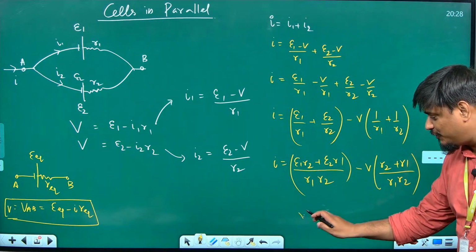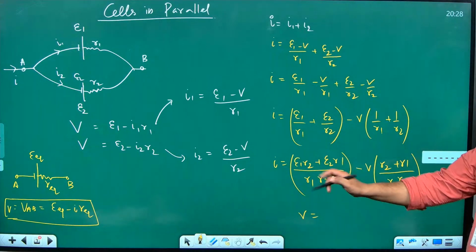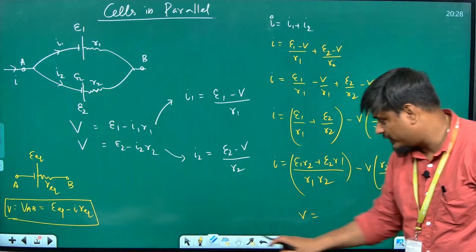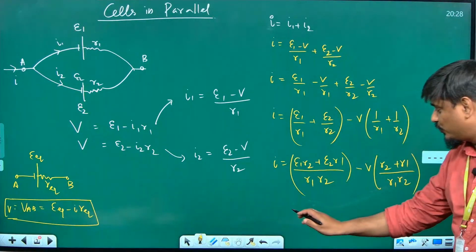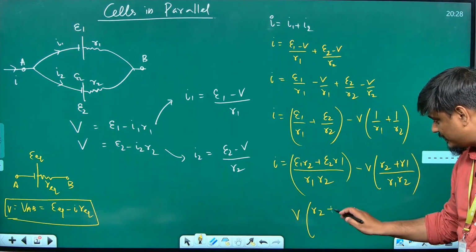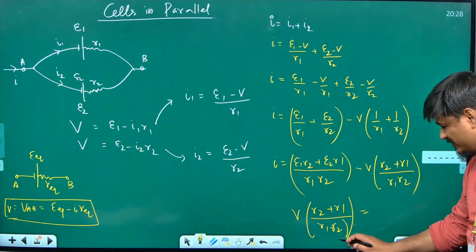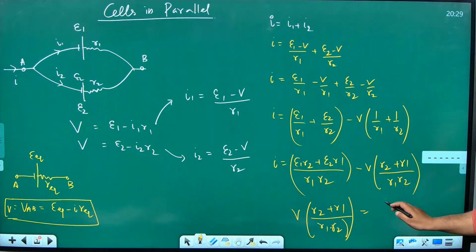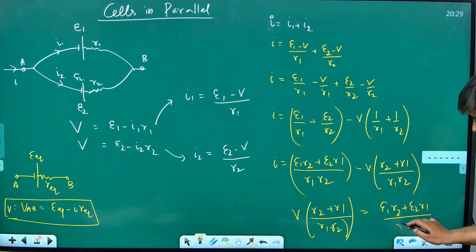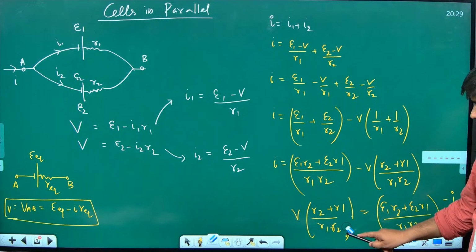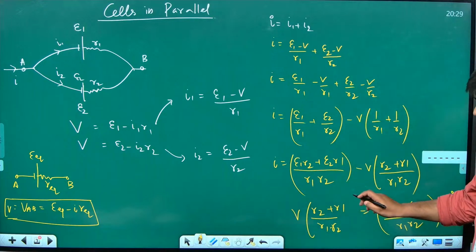I can once again rearrange, because I want to get in that format for comparison, V is equal to E minus IR. So, I know many of you will not understand, so I will write very simple steps. So, V into R2 plus R1 by R1 R2 is equal to what? E1 R2 plus E2 R1 by R1 R2 minus I. Do you agree with me? Anybody has any problem in this?